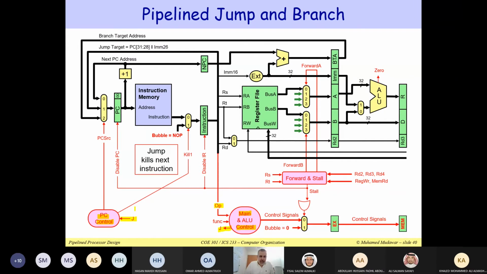Now, here is the trick. I'm going to introduce a multiplexer here. Now, this multiplexer is going to inject a no-op into the instruction register. So I did a modification. I introduced a multiplexer. Okay. Now, this multiplexer, if you are jumping, I call it the kill signal, kill 1. It means that kill the next instruction. So the instruction that appears here at the output of the instruction memory, we are not going to feed it into this instruction register. I'm going to force a no-op.